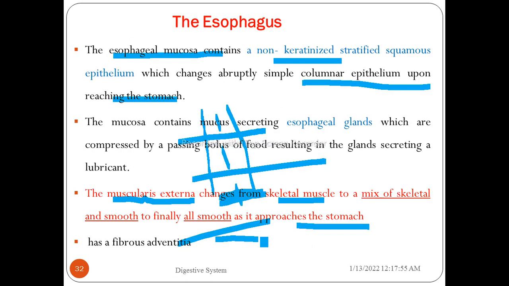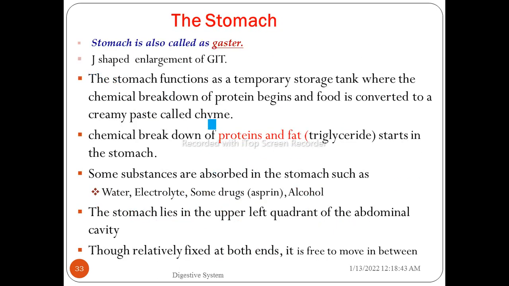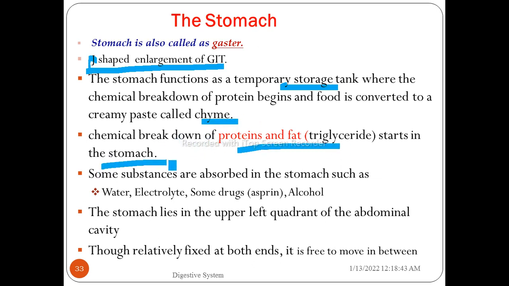So now the next organ of the gastrointestinal system is the stomach. Another name for stomach is gaster. The J-shaped enlargement of the GIT is called the stomach. The stomach functions as a temporary storage tank, where chemical breakdown of protein begins and food is converted into a creamy paste called chyme. The chemical breakdown of protein and fat starts in the stomach.